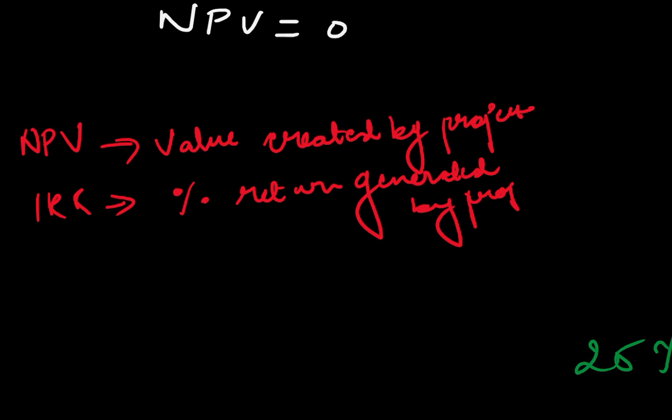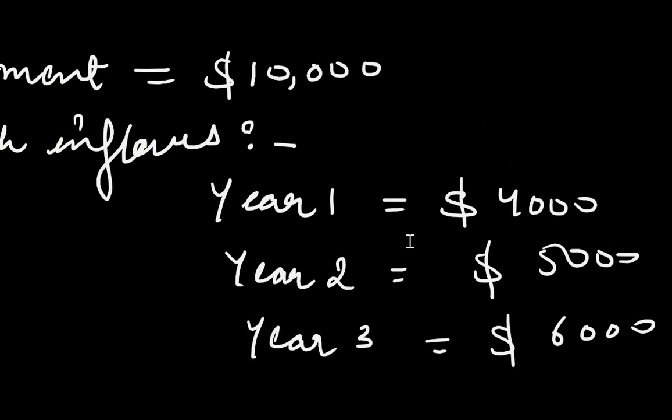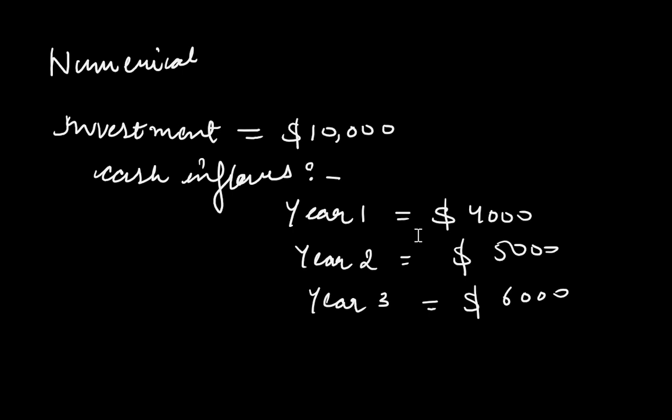Now let's understand this concept with the help of a numerical. Suppose a company has made an initial investment of $10,000 and the expected future cash inflows are: for the first year we have $4,000, for the second year we have $5,000, for the third year we have $6,000. Now our objective is to calculate the IRR. Since we don't know the discount rate at which NPV becomes zero, we will use the trial and error method.